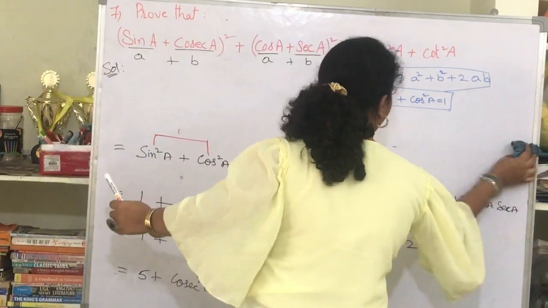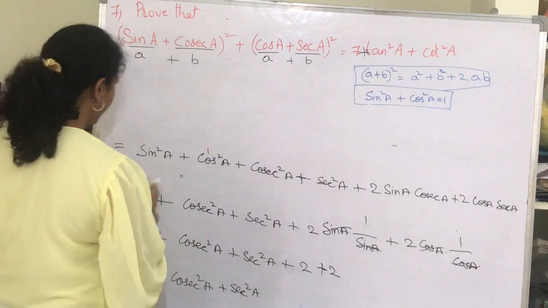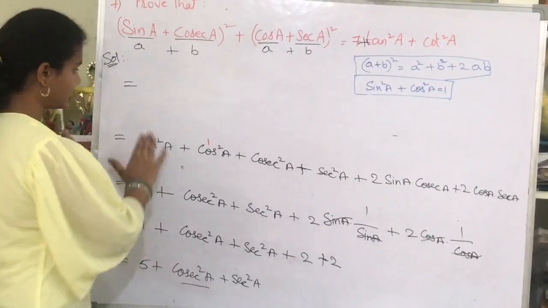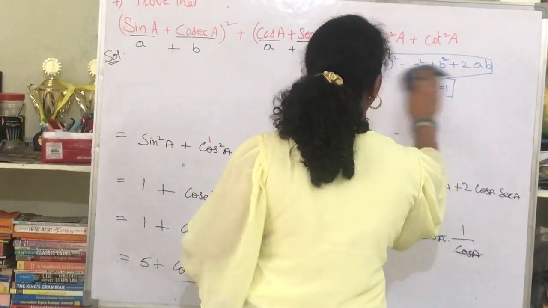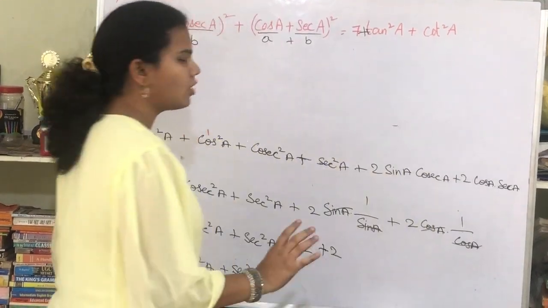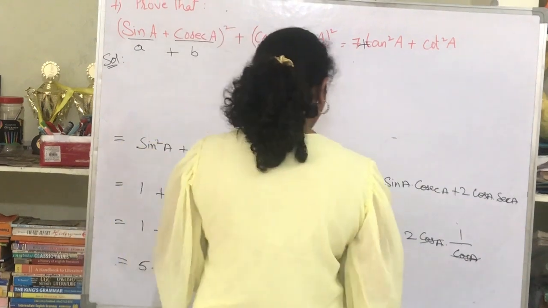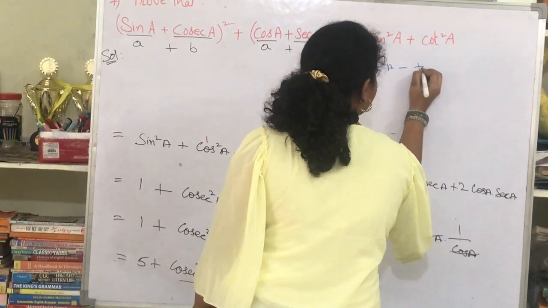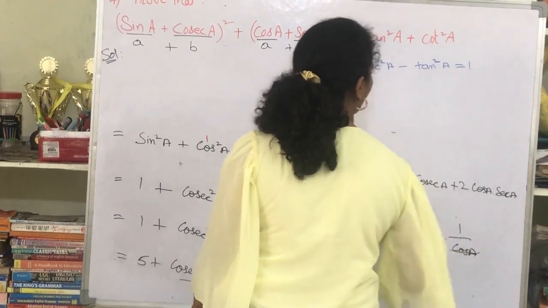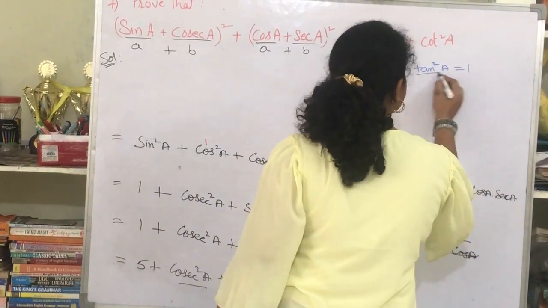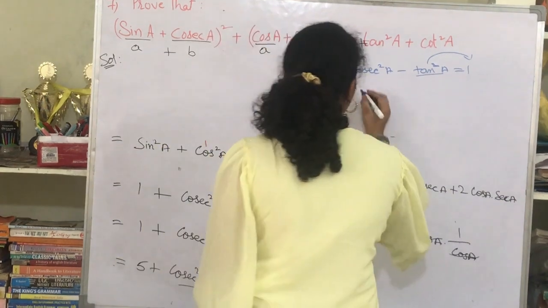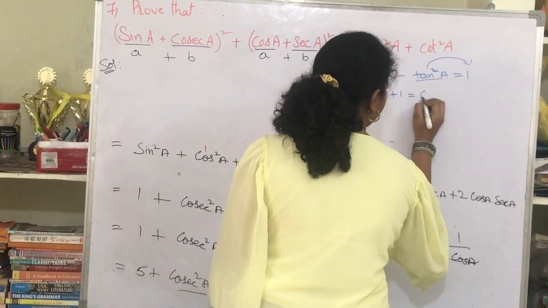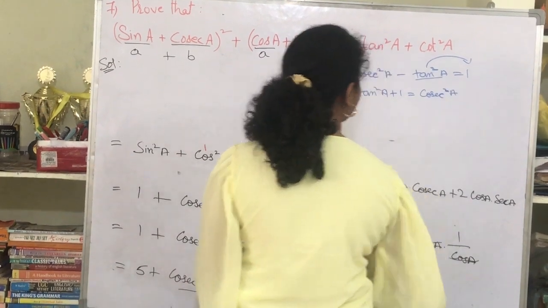Let's write the further step here. We know cosecant square A. Now we know a trigonometric identity: cosecant square A minus tan square A equals 1. Now if I transpose this tan square A to the other side, minus becomes plus, so I can write tan square A plus 1 equals cosecant square A.